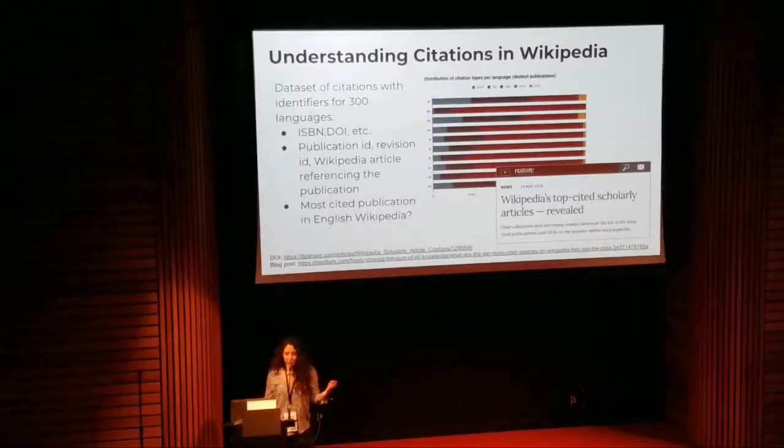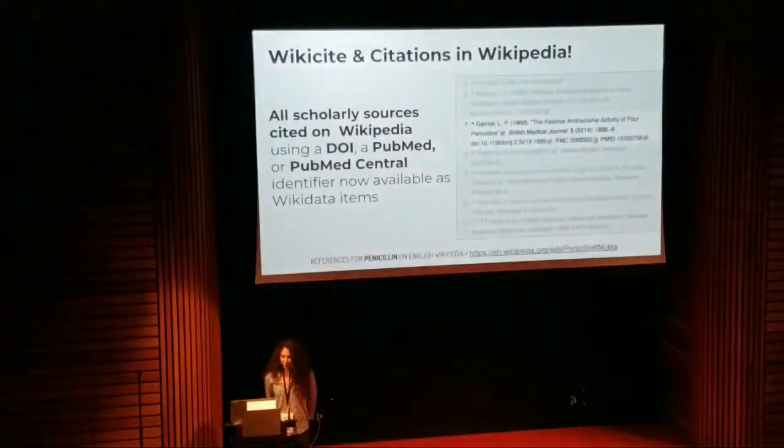Basically, every line of this dataset has a publication ID, the publication type, and the Wikipedia article and revision that cite each publication. We did a bunch of analysis on this dataset. They're available at these links. I think probably one of the most interesting findings is that the most cited publication in English Wikipedia is the Encyclopedia of AFL Footballers. So I don't know, you can do anything that you want with this information.